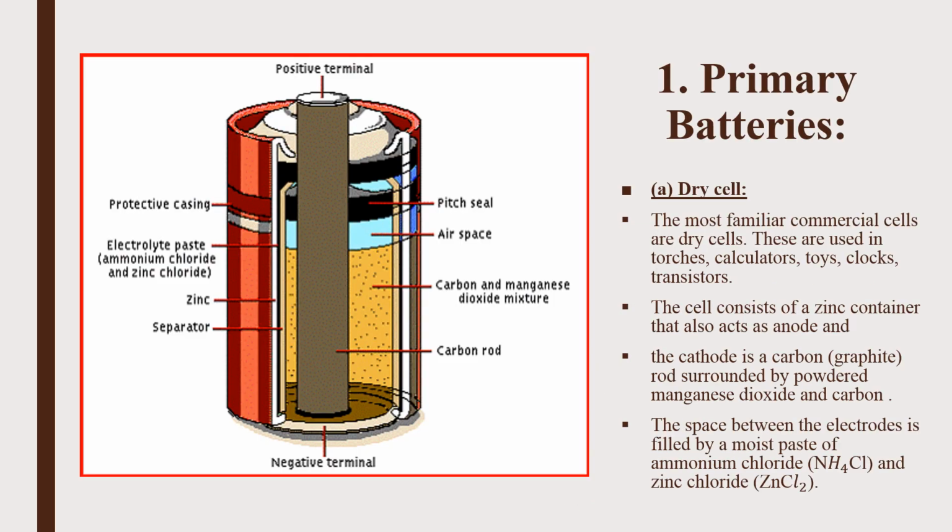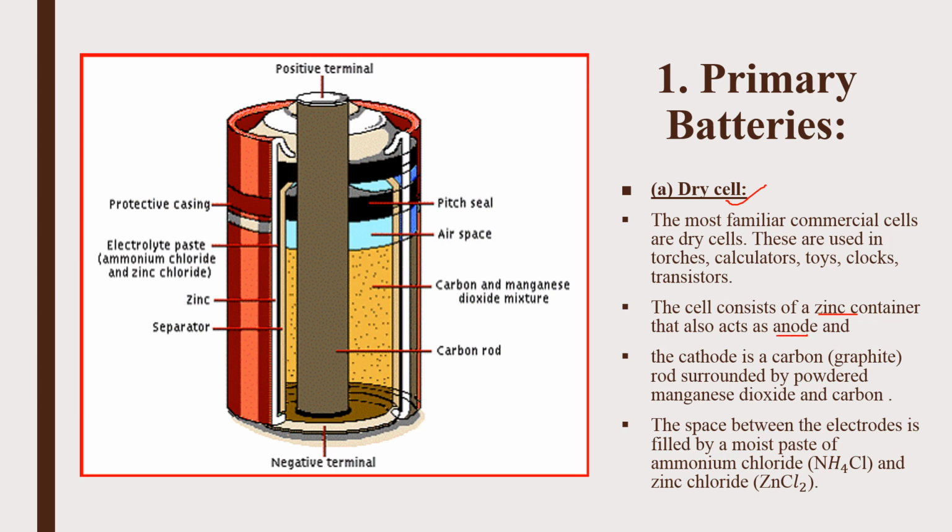The example of a primary battery is the dry cell. Let's see the process of the dry cell. The most familiar commercial cells are dry cells. These are used in torches, calculators, toys, clocks, transistors, etc. Basically, dry cells are used in our daily life. The cell consists of a zinc container, and that zinc container acts as the anode in the cell.